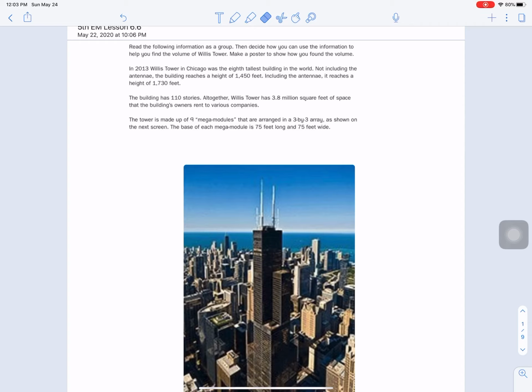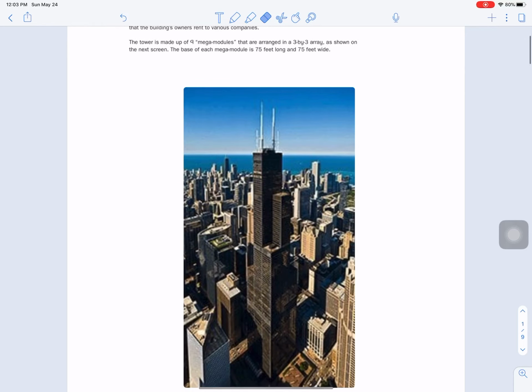So now that we've looked at volume with some of the cool structures around the world, we are going to take a look at a structure that is near to us, which is the Willis Tower in Chicago. And some of you may know that this used to be called the Sears Tower. I've actually been pretty much right at the top of this, right about there. When I was in high school, we took a trip to Chicago and went to the top. And so we're going to analyze the volume of this Willis Tower.